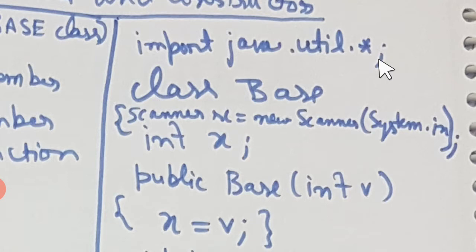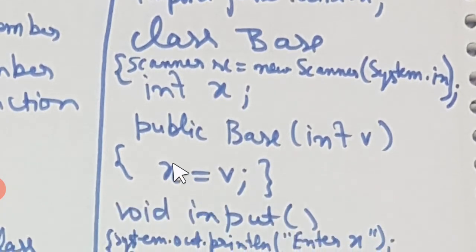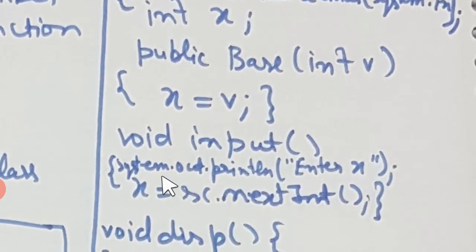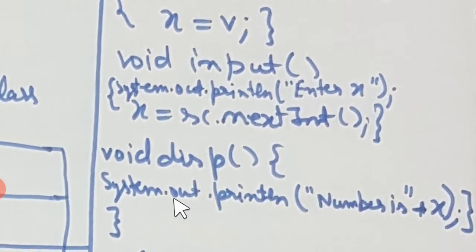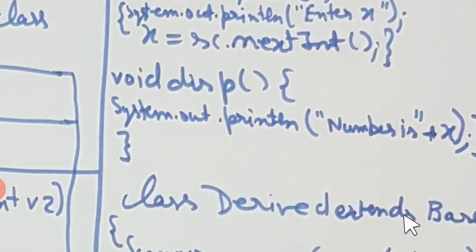All right, after that I write the data member which was given in the base class, that is int x. After that we have a parameterized constructor, public base. Base is the name because the class name and the constructor name are the same. And here one argument is there, int v. This v will be assigned to x. X is the data member of the base class, again I am telling you. Then the input function. There is a message, enter x. x equal to sc.nextInt(). So the data for x will be entered here. Now after that disp, this will display the data. So number is x, so the value of x will be displayed.